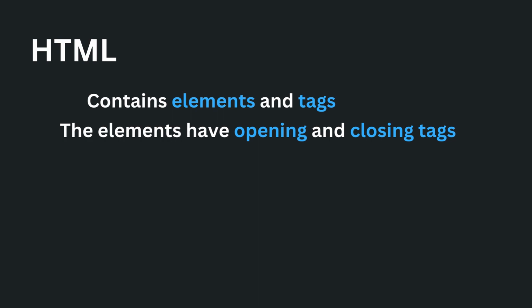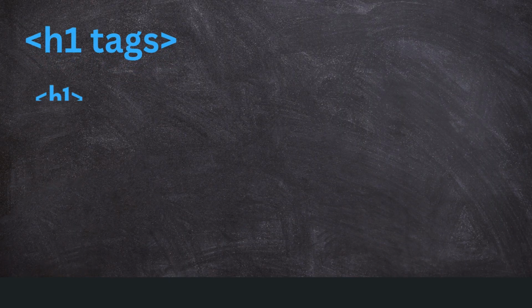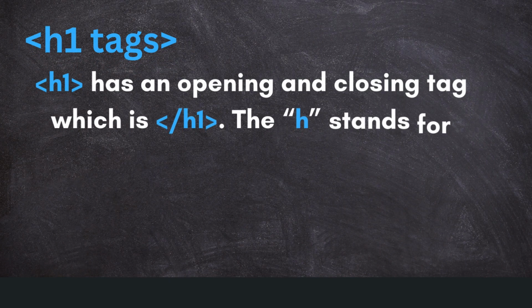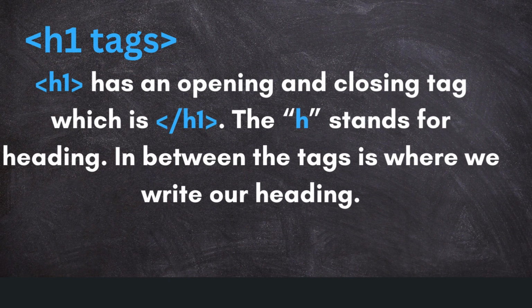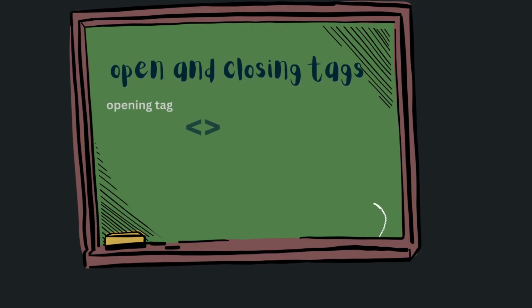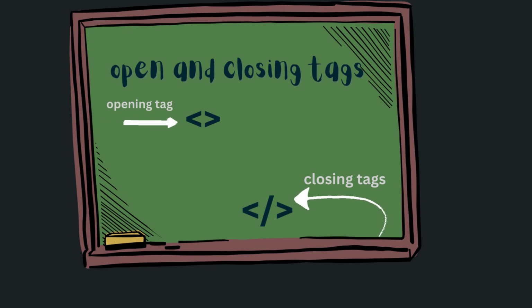The elements have opening and closing tags, which we will discuss next. H1 tags are used to indicate the primary topic of your web page to visitors and search engines. The following arrows indicate what the opening and closing tags look like. Now let's do an exercise and apply what we have learned so far.